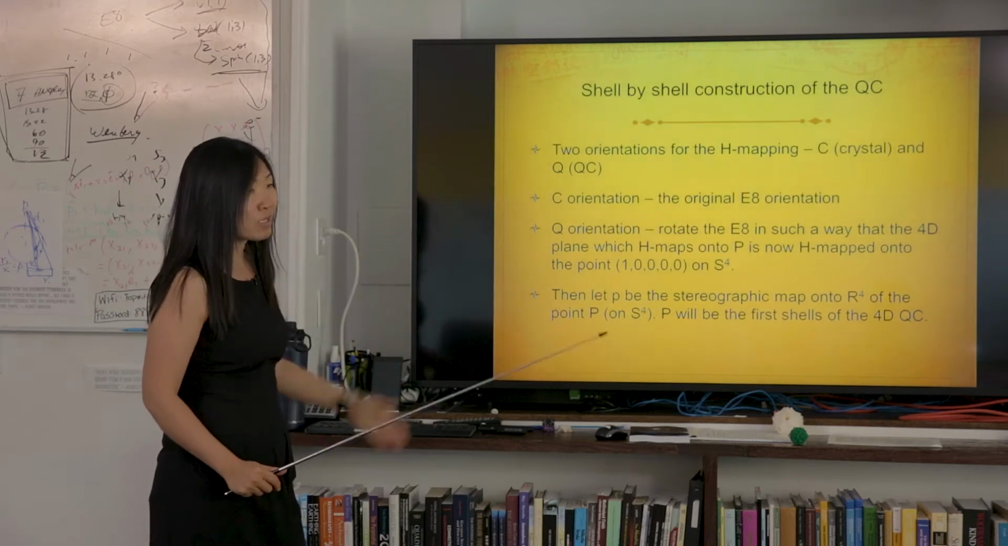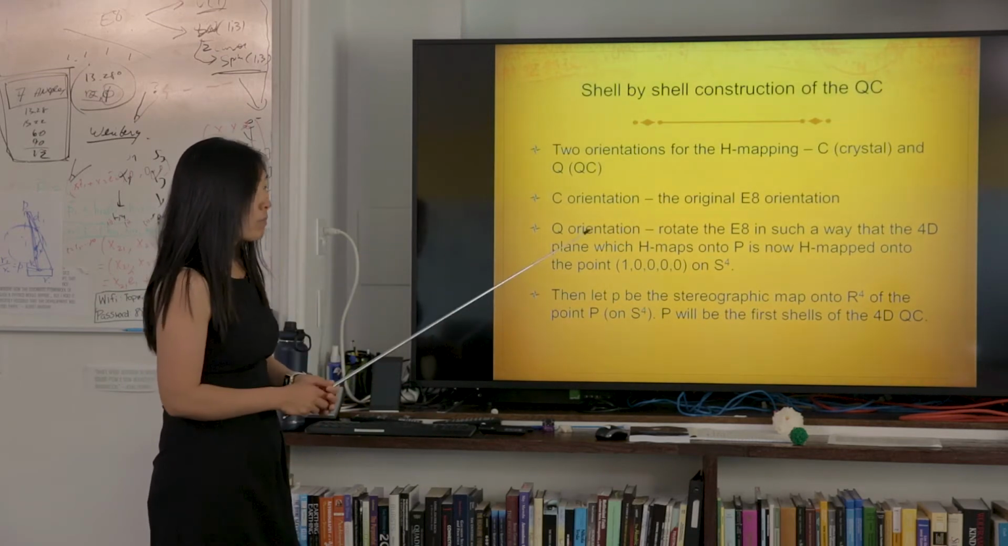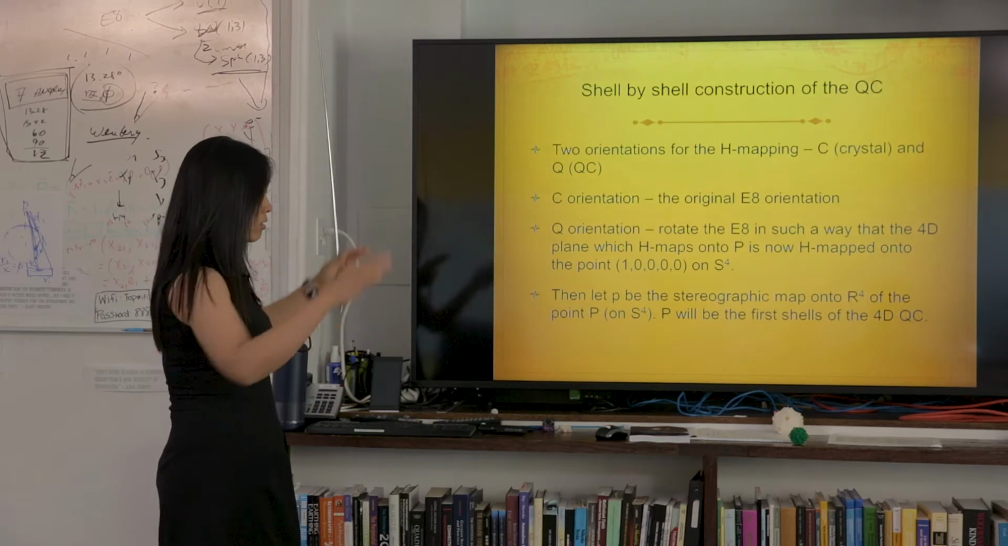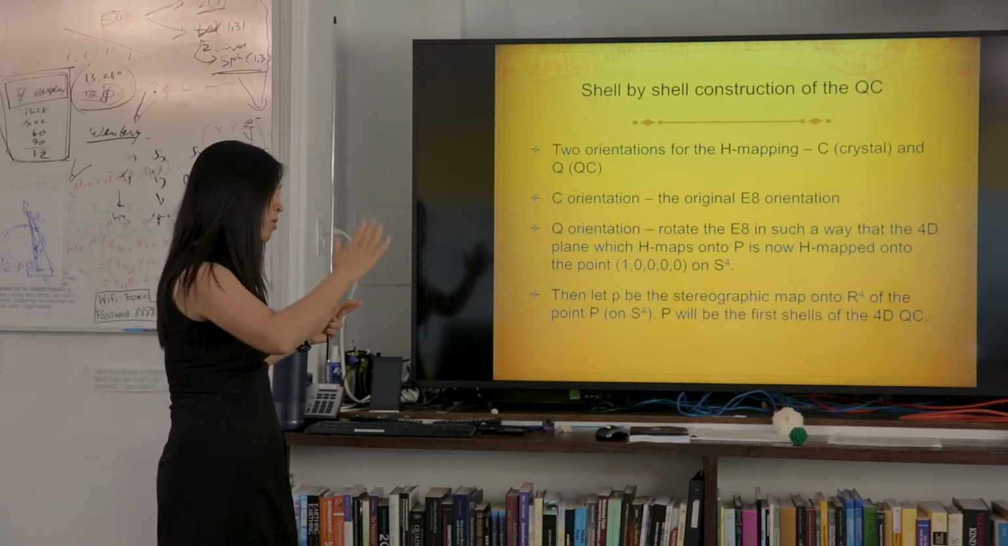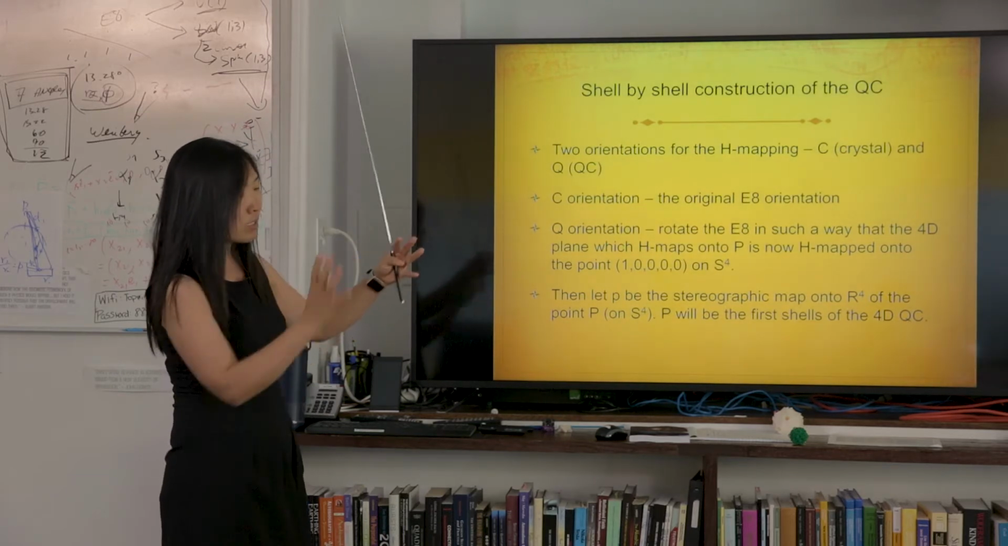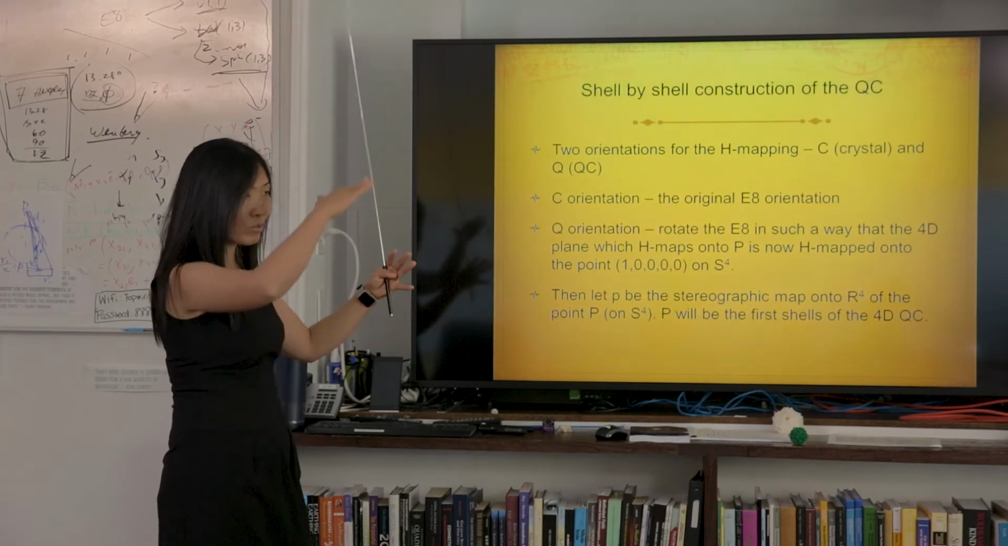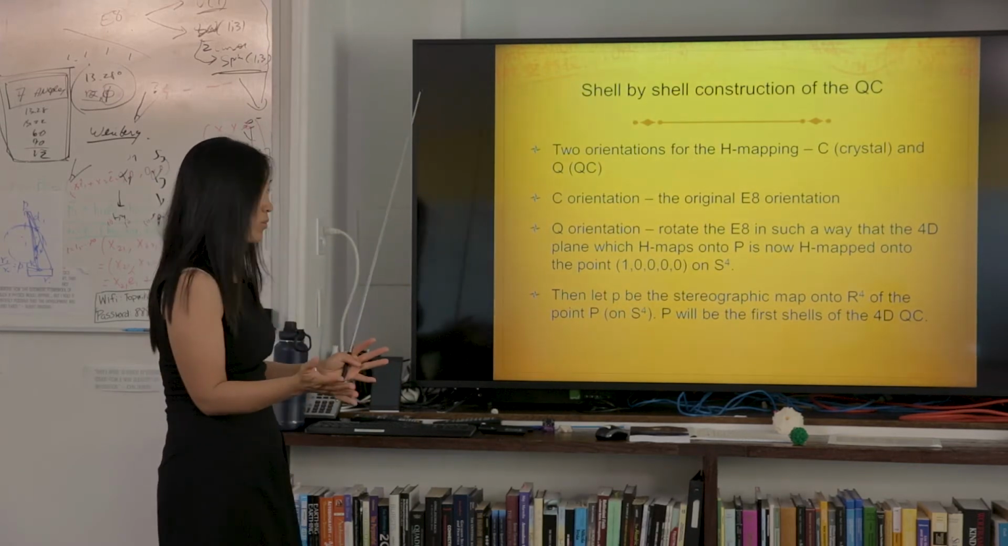It's like, instead of taking a regular lattice and projecting it to an irrational direction, now you rotate the lattice to an irrational direction and project it to a rational direction.